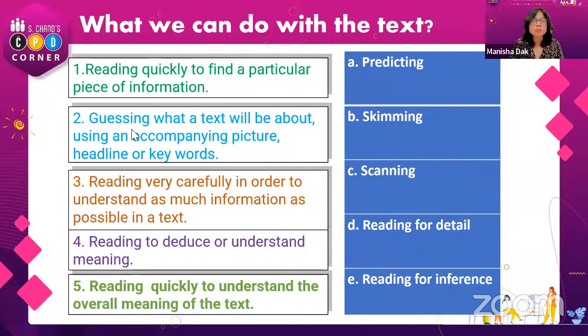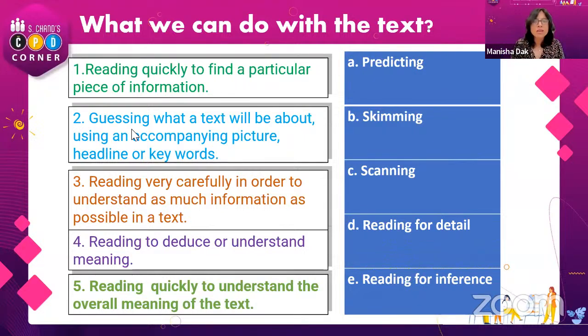Number 2 is A. Yes, of course, that's right. That's prediction. And does that happen before or after reading? When do learners predict? Before or after? Before. They predict before, not after. So they predict what the text might be about before they begin to read.